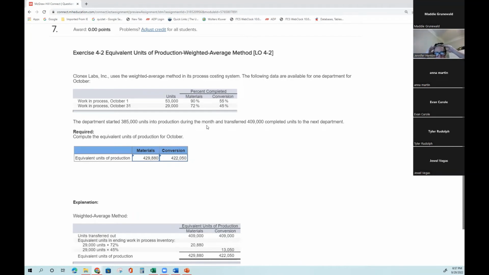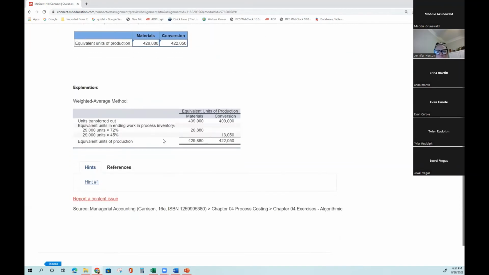Now we have to figure out how we know the work in process by the percentages. What else do we have to add into that 409,000? It's going to be different for both because materials has a different percent complete than conversion. So we have to go to the ending work in process number. We take the 29,000 times the 72% and the 29,000 times the 45%. And when we do the calculation, I have the answer down here. You won't obviously have this when you're trying to figure it out.